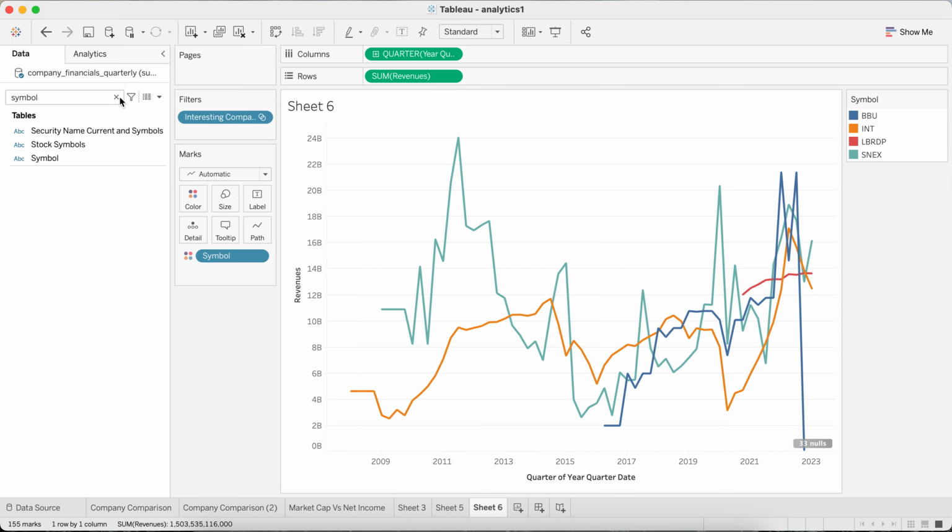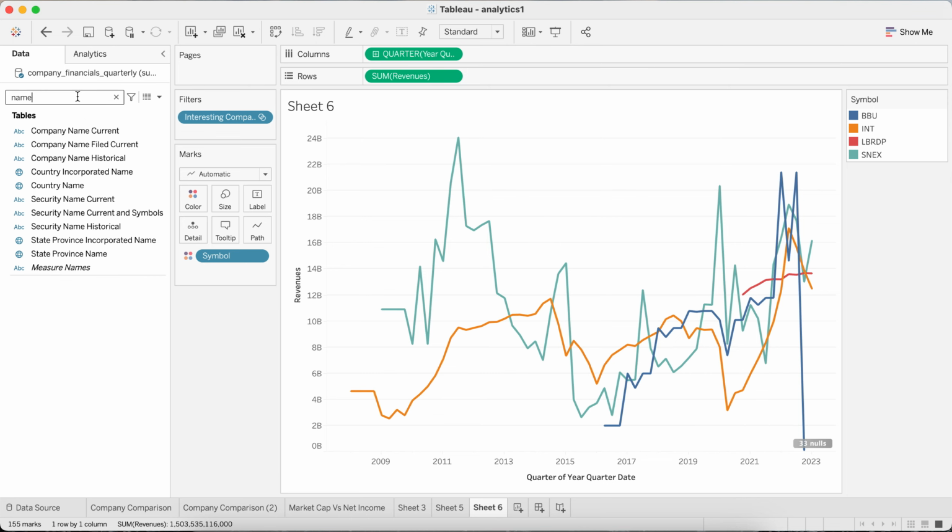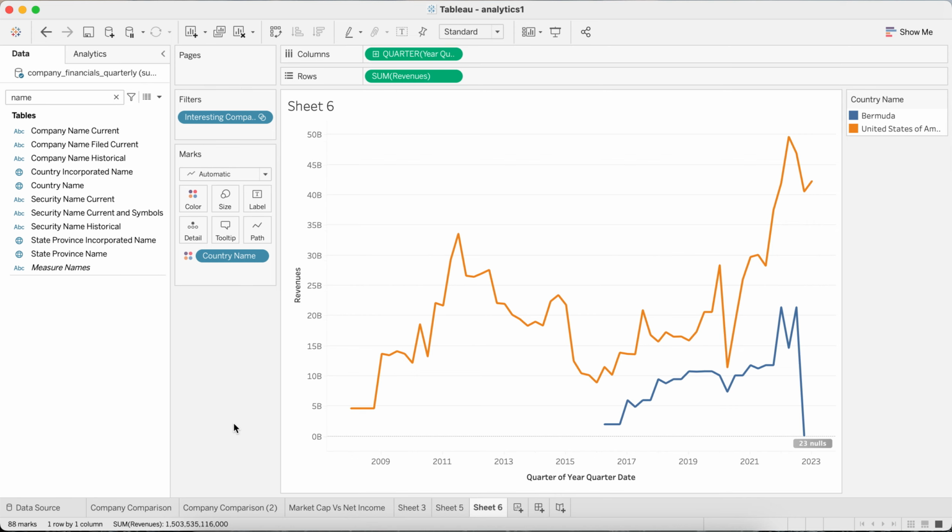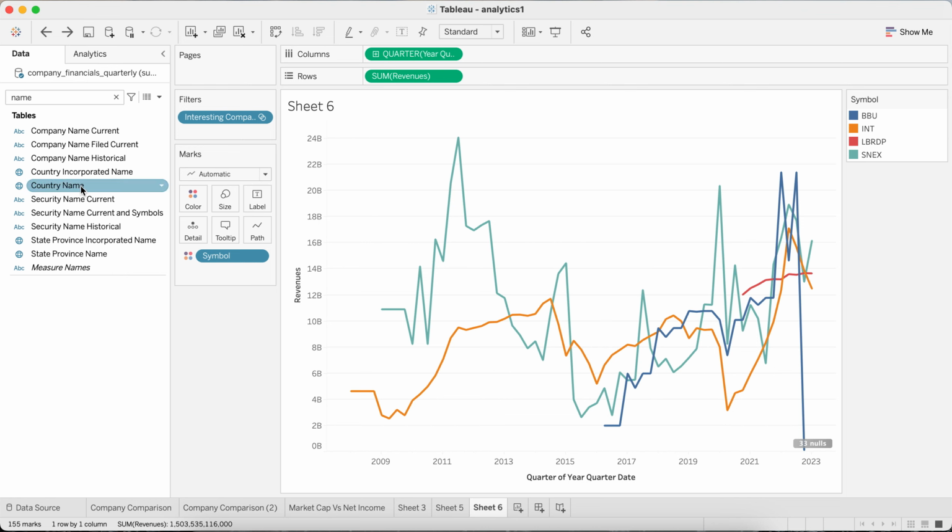we could bring in the company names to know what they are. It's not just the symbol. Let's look at name. Let's look at company name. Let's add it to, I guess, color instead of symbol. Let's look at company names. Oh, some of them might have more than one symbol, actually. Interesting. That might explain quite a bit.